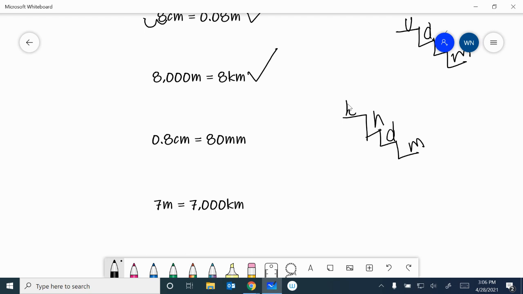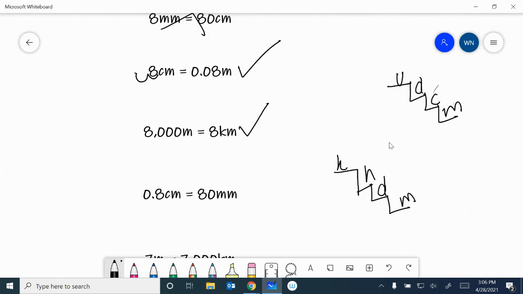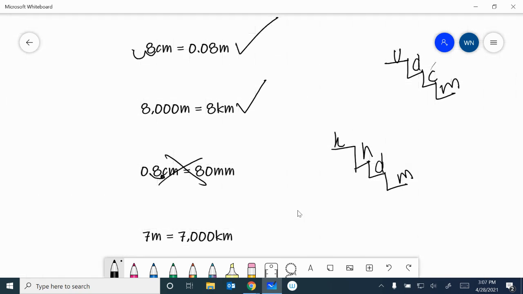Let's go ahead and check the other 2 just in case we did one wrong because we all make mistakes. 8/10 of a centimeter is how many millimeters? For a centimeter, we go down to a millimeter. We're only going to divide by 10. So that means we would have multiplied by 10. So your decimal point would be here. So it would be 8/10 of a centimeter equals 8 millimeters, not 80 millimeters. So that one's wrong.